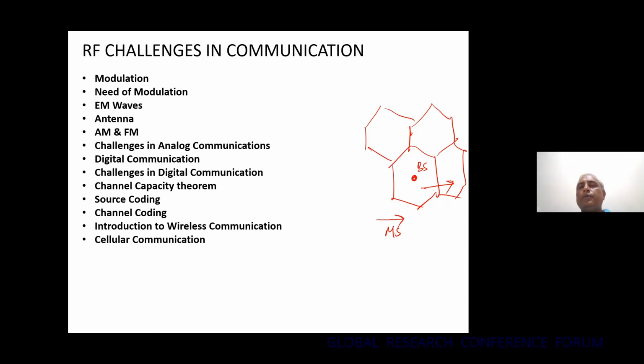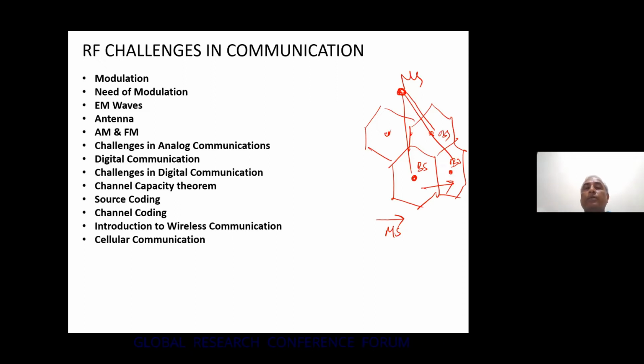Whenever the user is moving from one cell to another cell, these BSs should coordinate with each other. There could be many BSs like this, and these many BSs are connected to a master station controller, maybe at some place. But whenever a user is moving from one cell to another, there should be some intelligent system which informs the next one, hey, this is my user, take care of him here. Sometimes your call gets dropped whenever you are moving at very high speed. These are the key challenges.